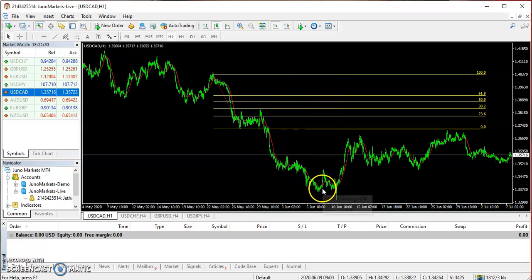So we're going to see that the wave 5 is much longer than the wave 3, but the wave 3 is most of the time longer than the wave 1. There are times that wave 5 can be longer than the wave 3. So that's it. Then we're going to measure the wave 4 up to wave 5 down here. Let's find out.